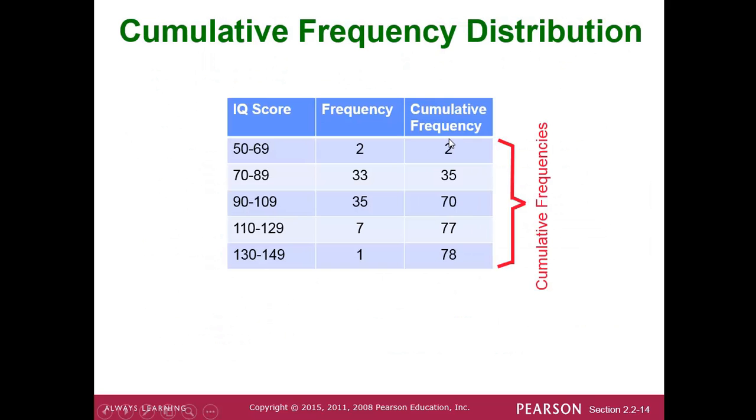Cumulative frequency, of course, means you're totaling as you go. So after we did the first class, we've had 2 children. After we did the second class, we have 2 plus 33 or 35 children, 35 plus 35, now 70 children, and so forth. When you get down to the last box, this total should be your total number of data.